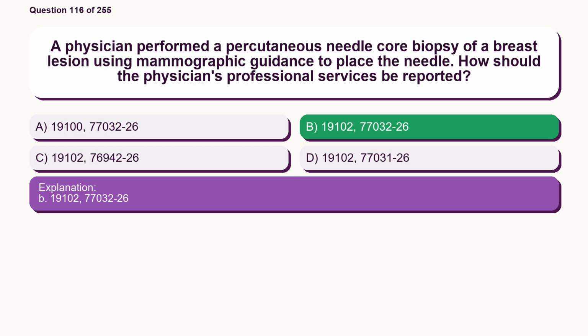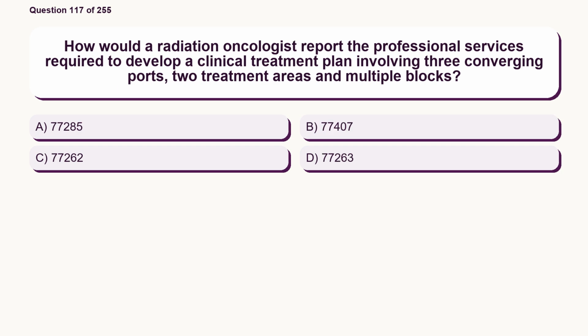Question 117. How would a radiation oncologist report the professional services required to develop a clinical treatment plan involving 3 converging ports, 2 treatment areas and multiple blocks? Option A, 77285. Option B, 77407. Option C, 77262. Option D, 77263. The correct answer is option C, 77262.